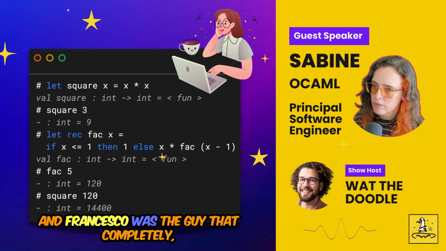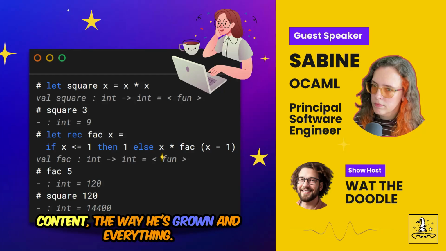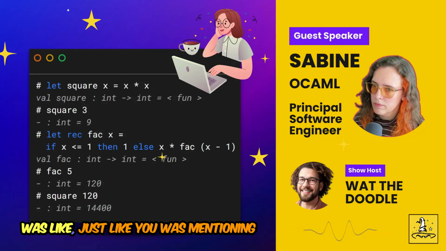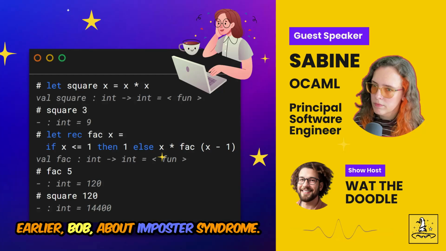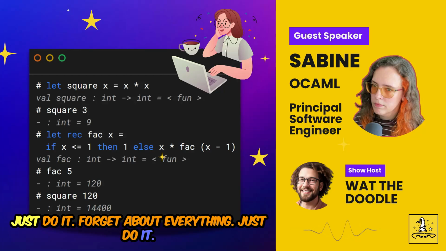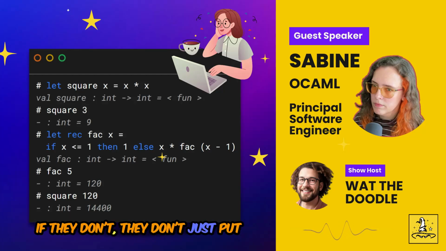And Francesco was the guy that really inspired me, just seeing the content and the way he's grown. Before then, like you were mentioning earlier, Bob, about imposter syndrome, I was like, I can't do this. And then I was like, you know what? Forget it. Forget about everything. Just do it. If people resonate, they resonate. If they don't, they don't. Just put yourself out there. Just do it. And that's what I did.